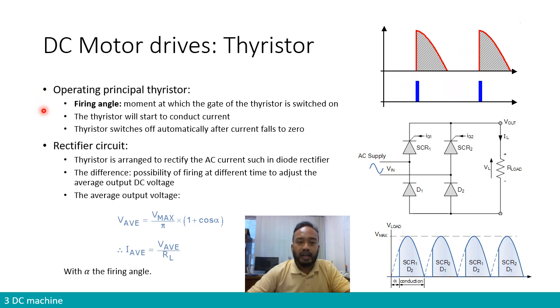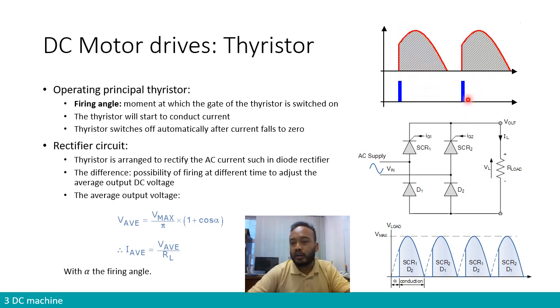Okay, so in general, if I were to summarize the operating principle of a thyristor, we have the firing angle, the moment at which the gate of the thyristor is switched on. So it adjusts how much voltage is passed through the load. The thyristor will start to conduct current when it is on, and the thyristor will switch off automatically when the current goes below zero.